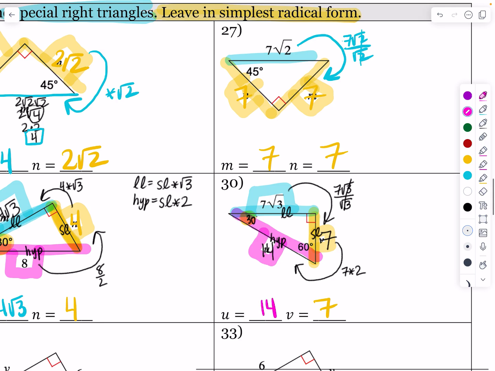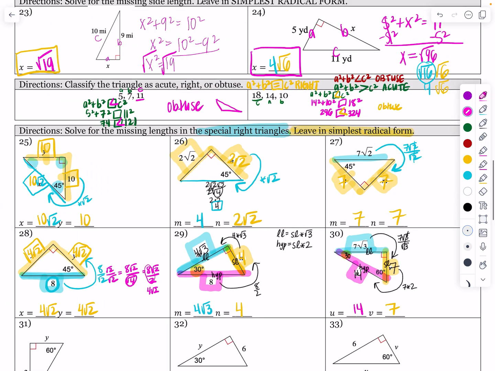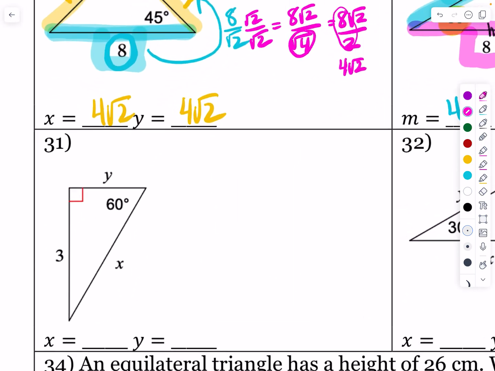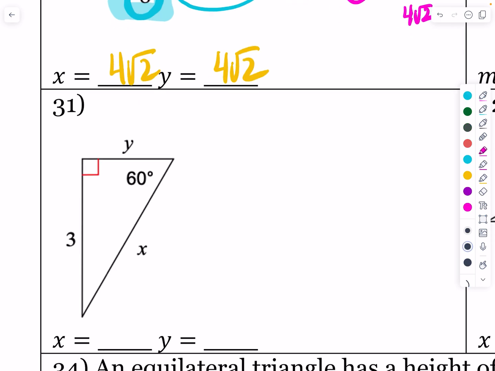So that one did not have numbers that were too terrible to work with. Let's do the next 3, and then we'll start a new video. Here is our hypotenuse, it's X.